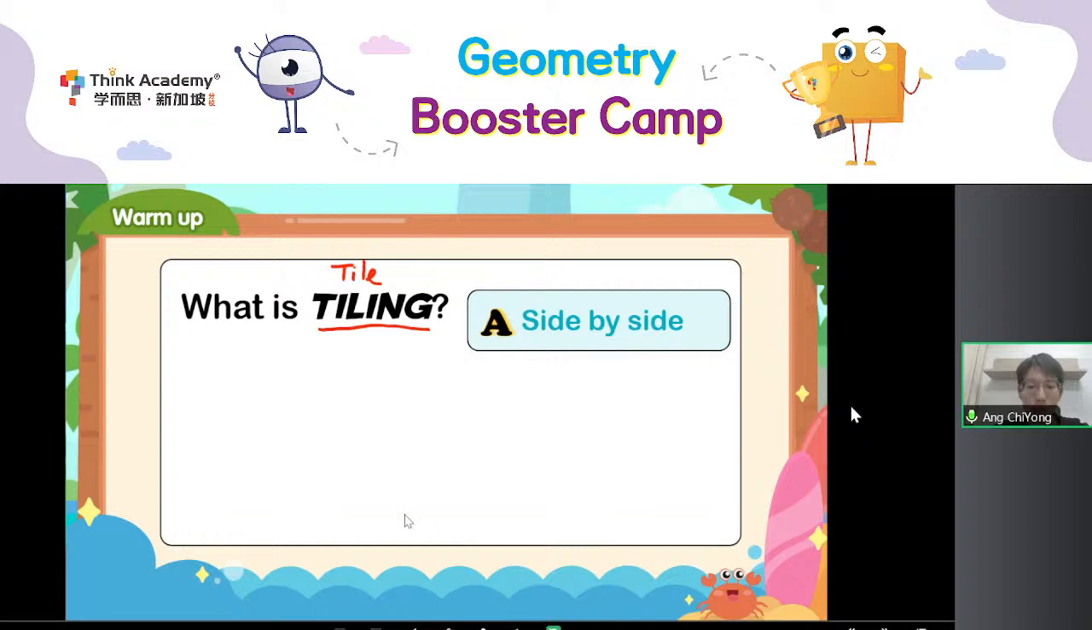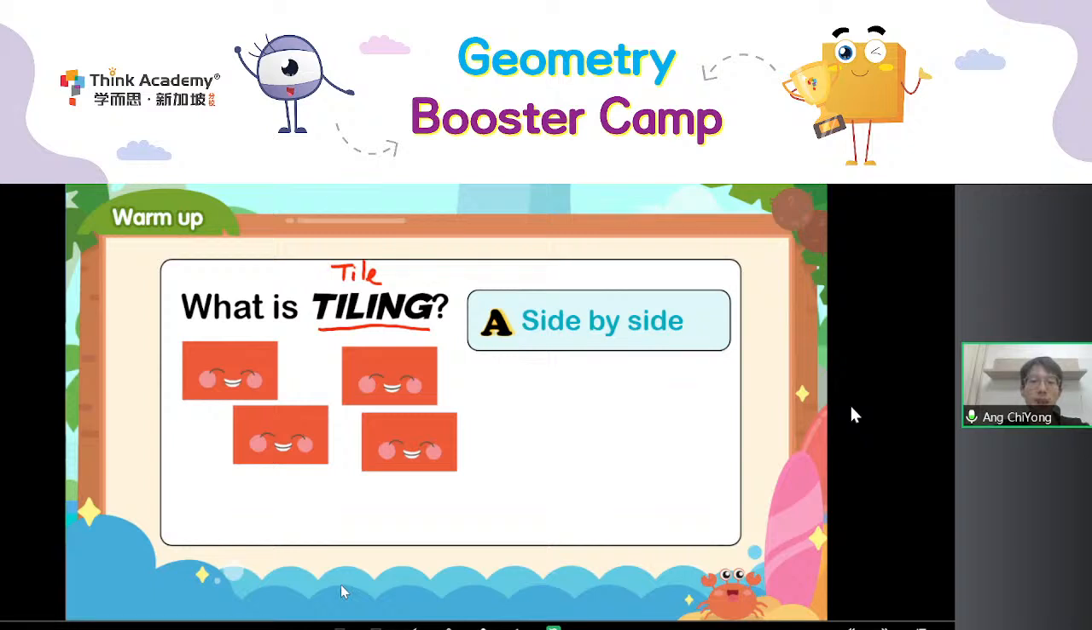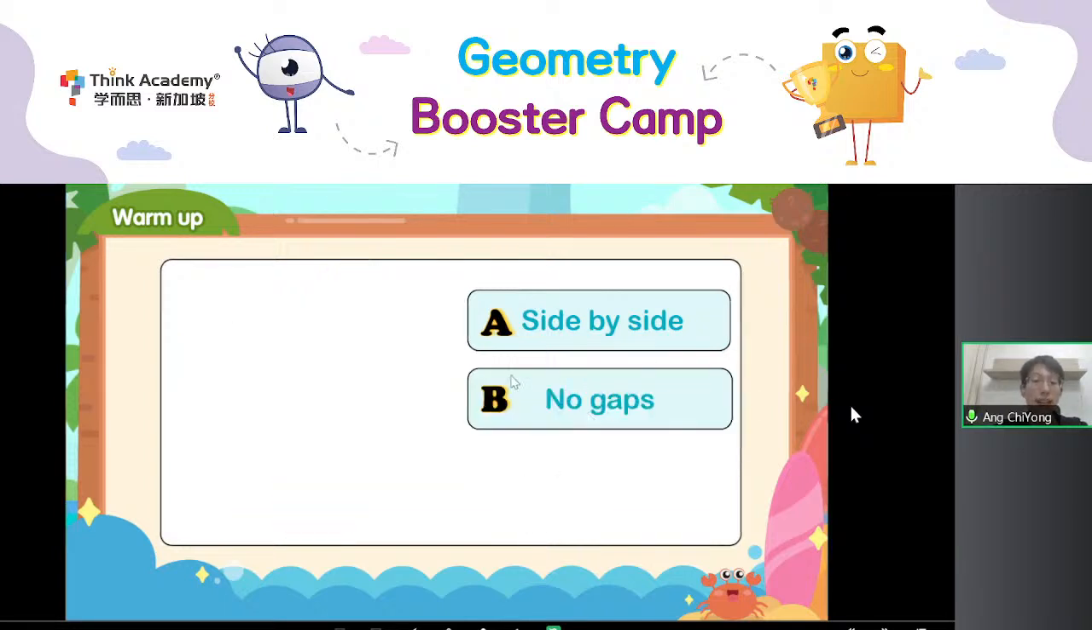So tiling is using one shape and you repeat it to form a pattern. As you see, I have Mr. Rectangle from last week, and I use many rectangles over here. Rectangle, rectangle, rectangle, rectangle. But in tiling, can I have any holes in the middle? The first condition is I must have them side by side. So this is not tiling. My second one is that I must have no gaps.